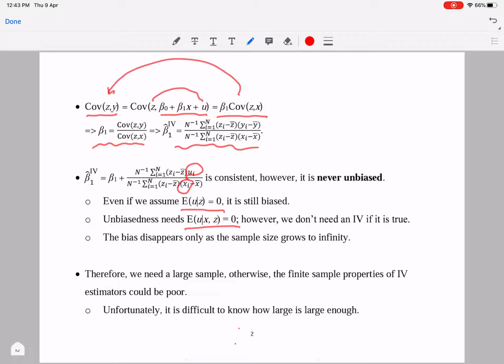So we need a large sample to implement an instrumental variable estimation. Otherwise, the finite sample properties of IV estimators could be pretty bad. Unfortunately, it's difficult to know how large is large enough. Okay, that's like all the problems we have in asymptotic analysis. It's always an empirical question, and you may be able to do some simulation to deal with that. But in general, we don't have a theoretical prediction of how large a sample size is large enough.